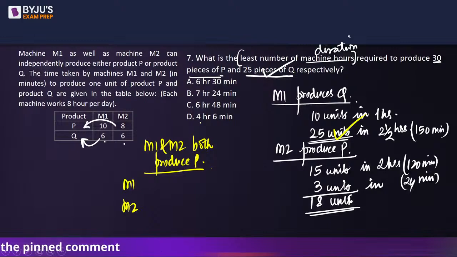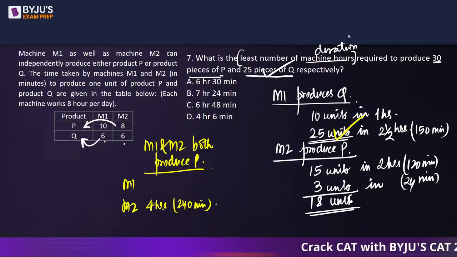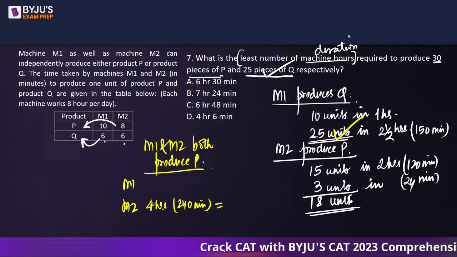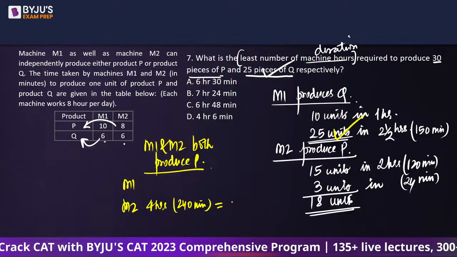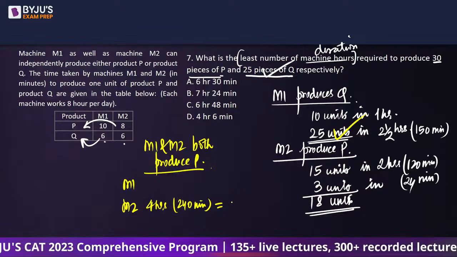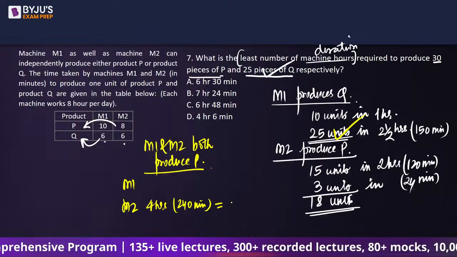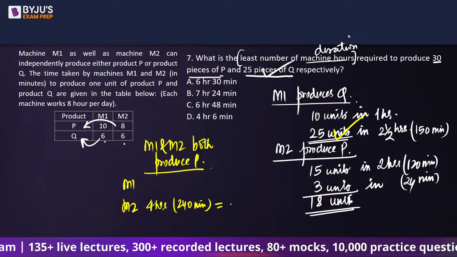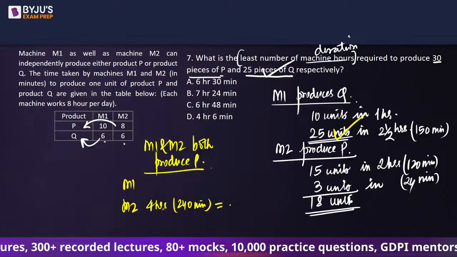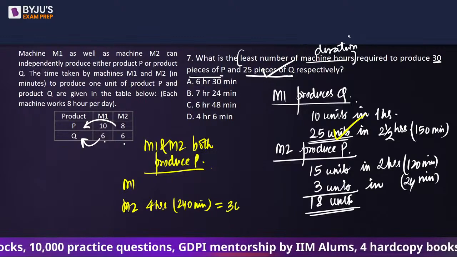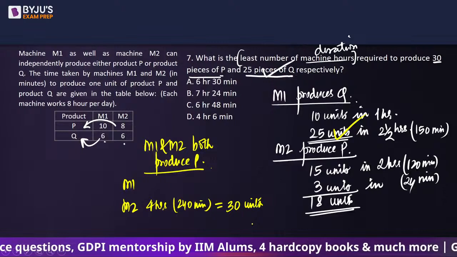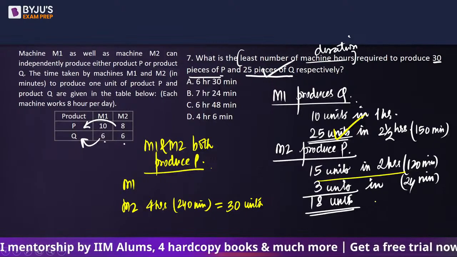Looking at the options, can we say 4 hours has to be taken? So if M2 works for 4 hours, that is 240 minutes, it will be producing 30 units. Because in 2 hours it produces 15 units, so it will do that much.